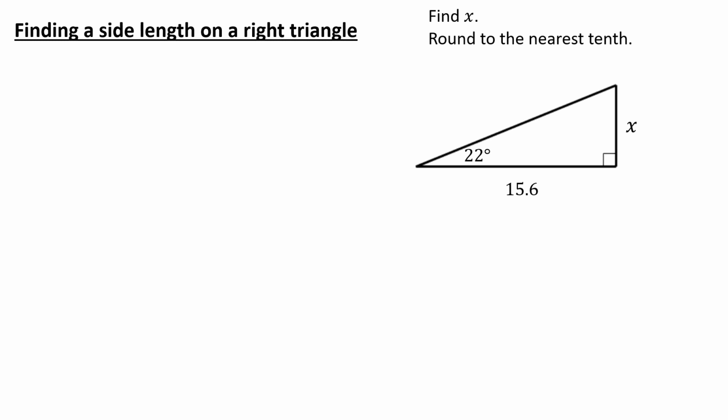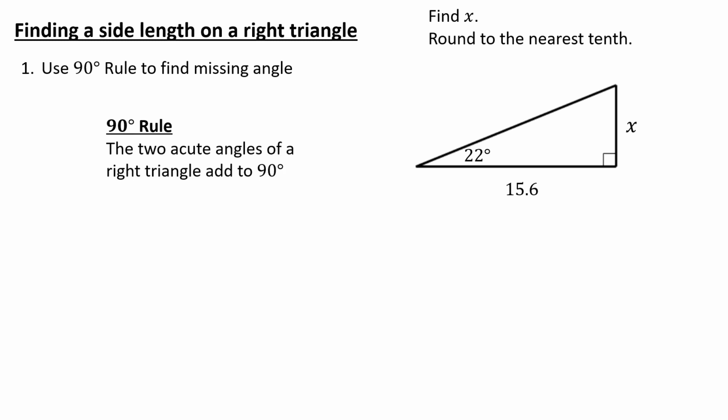Here we're going to learn how to find a missing side of a right triangle. Step 1, 90-degree rule. The two angles of a triangle, not counting the 90, have to add up to 90. So we basically have to answer the question 22 plus what is 90.